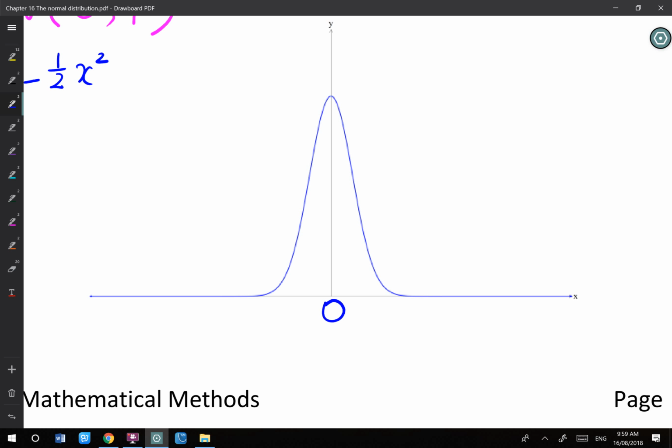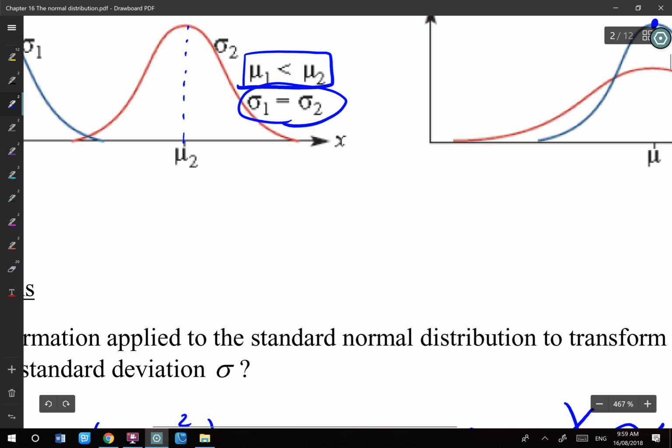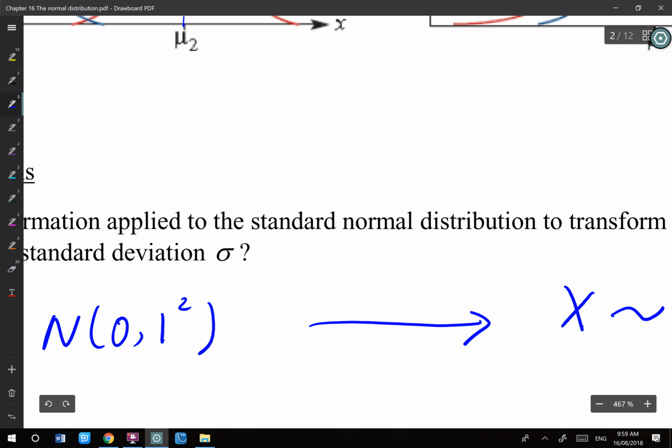Dilate by a half from the x-axis, right? Because the area needs to stay as 1, if I stretch it by 2 this way, the area becomes 2, then it's not going to work. So I need to decrease it this way.